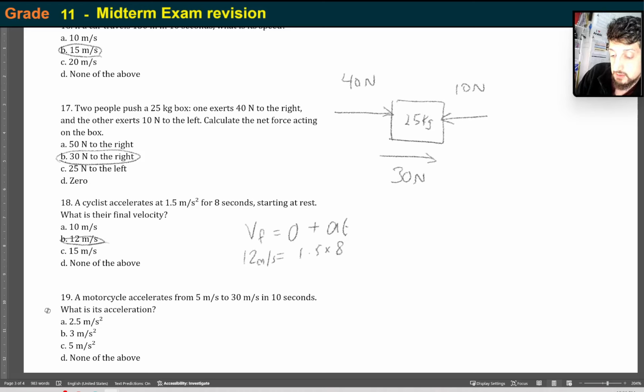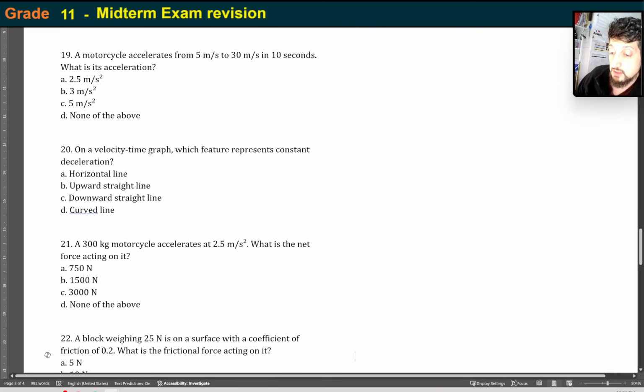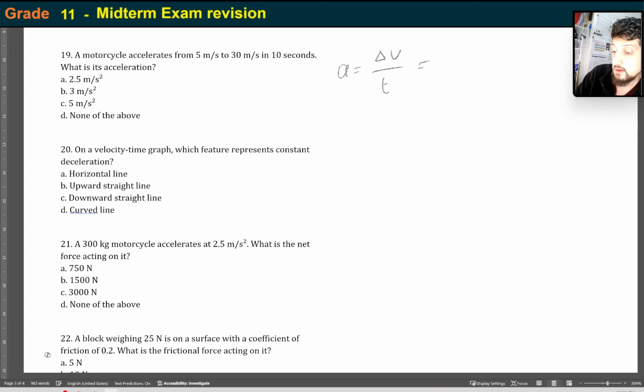A motorcycle accelerates from 5 meters per second to 30 meters per second in 10 seconds. What is the acceleration? So hopefully this is pretty easy by now. So acceleration equals change in velocity over time, which is equal to 30 minus 5 all over 10, which is 2.5.